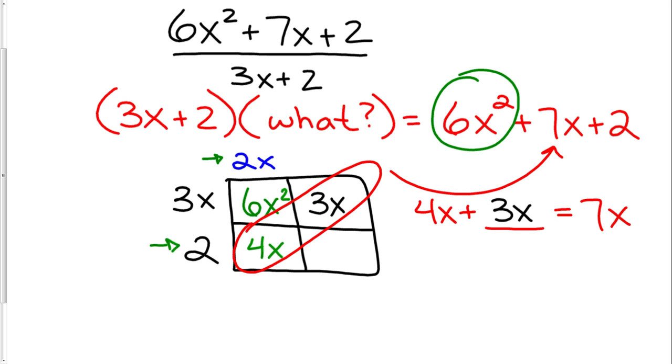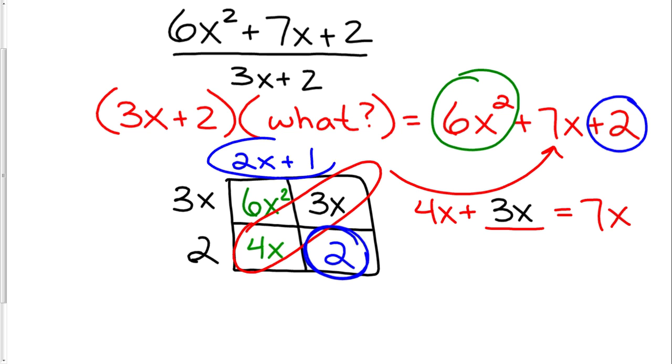So now we ask ourselves, 3x times what gives us 3x? Simply 3x times 1 gives us 3x. We put that up top. And then we multiply back through. 1 times 2 gives us 2. So now we've got to check. Does this last box match the last number of our answer? If it does, we did it correct, and we know that 2x plus 1 is our solution.